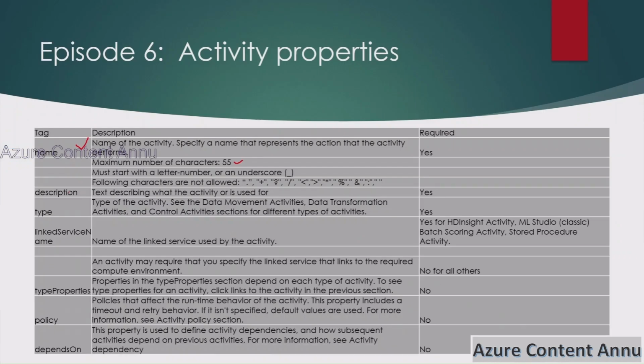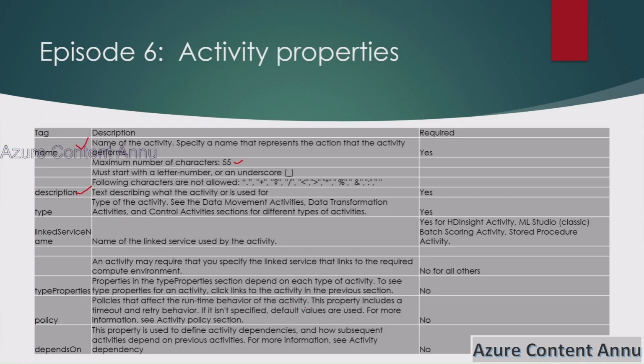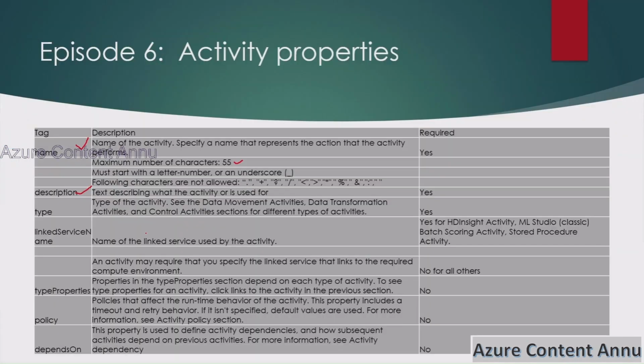You can also describe an activity by providing a description here in the description box. We can make use of this description field to describe what the activity does. Now coming to type, it describes which type of activity it is. Basically we have three types of activities, which are data movement activity, data transformation activity, and control activities.